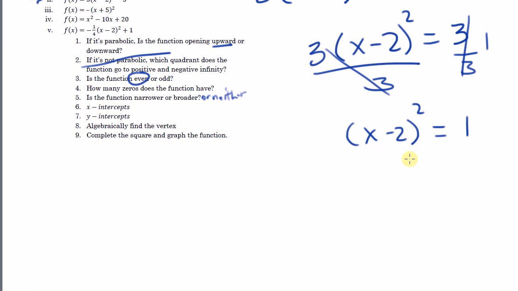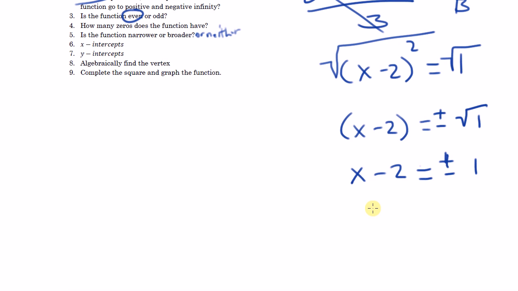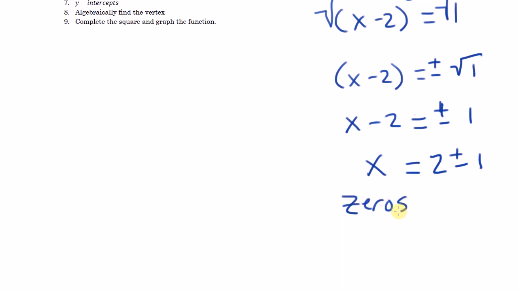And now I take the square root of both sides. Since it's 1, it makes it a little easier. So we have x minus 2 is equal to plus or minus the square root of 1. And the square root of 1 is just 1, so plus or minus 1. So x is equal to 2 plus or minus 1. So our zeros are going to be 2 plus 1 or 2 minus 1. So 3 comma 1.